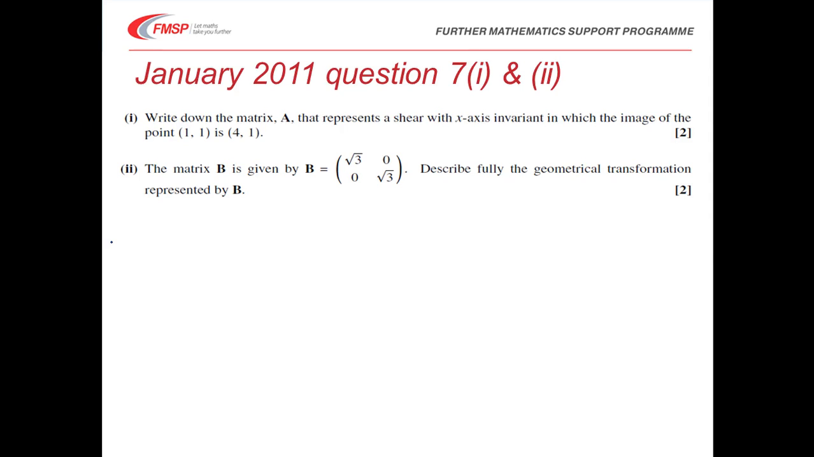In part 1, we're talking about a shear. So it's a shear with the x-axis invariant, and the one thing that you need to know for that is the image of (1, 0) is going to be (1, 0), and then the second column, (0, 1), will map onto (K, 1), and that is a shear with the x-axis invariant and scale factor K.